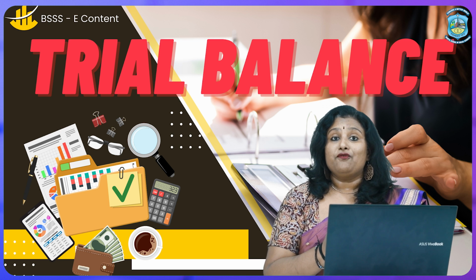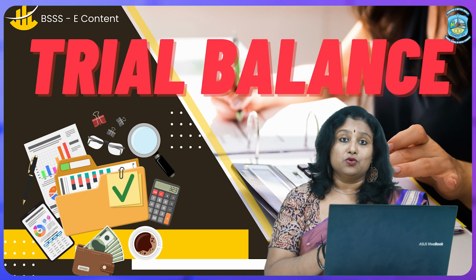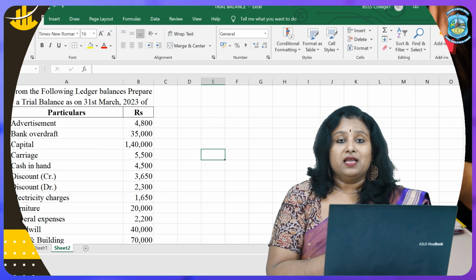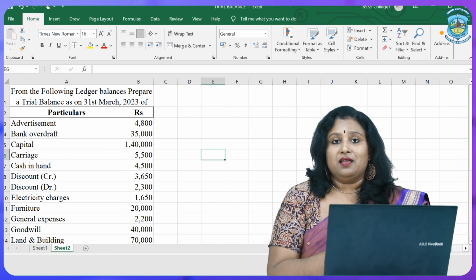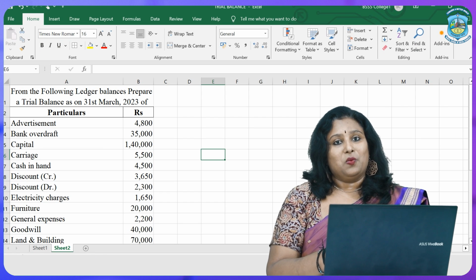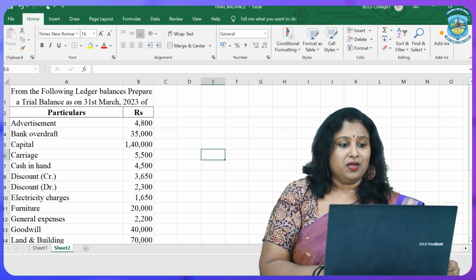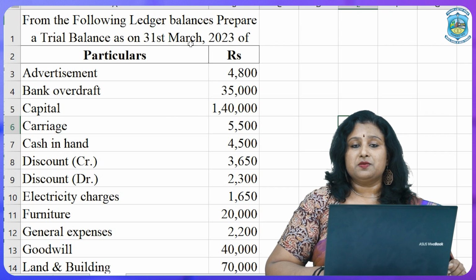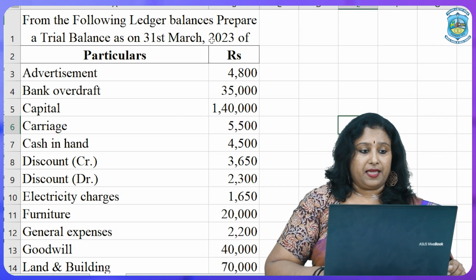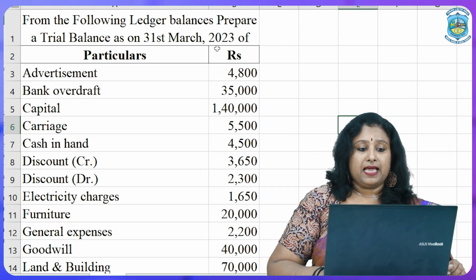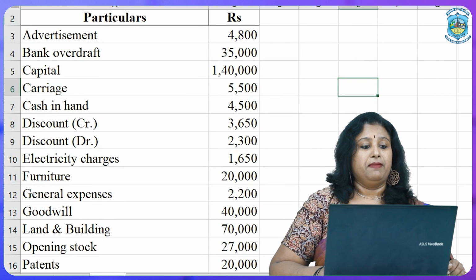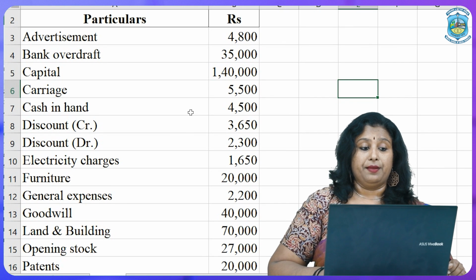So that is it. We are following the same double entry system rules at the time of preparing trial balance also. Fine. So we have a question in front of us so that you can understand it well. Alright, so I'll read the question for you. From the following ledger balances, prepare a trial balance as on 31st March 2023 of Mr. A, which says that it has different accounts as you can see: advertisement, bank overdraft, capital, carriage, cash in hand, discount credit and discount debit.